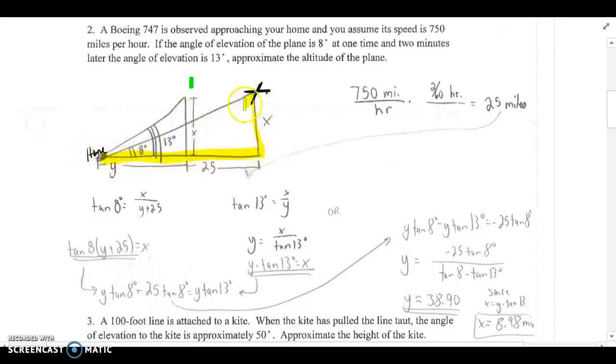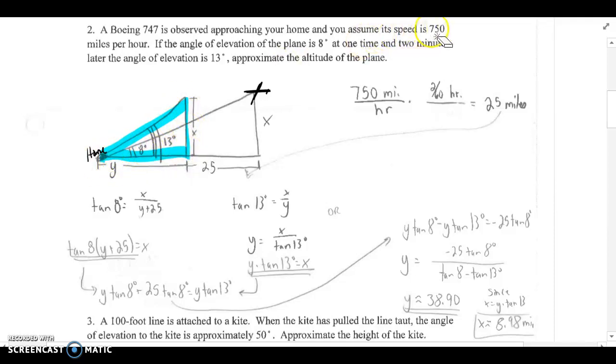In the initial scenario, we have this yellow triangle. The angle of elevation is 8 degrees. We don't know how far away the plane is. We don't know its elevation. In the second scenario, 2 minutes later, we have this triangle, and the angle of elevation is 13 degrees. The elevation itself is still x, and the distance is now y.